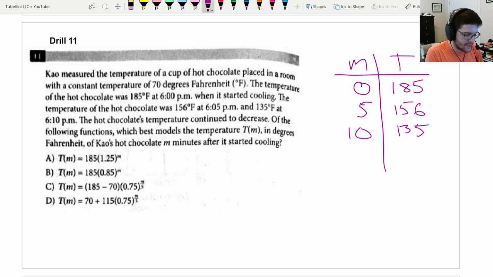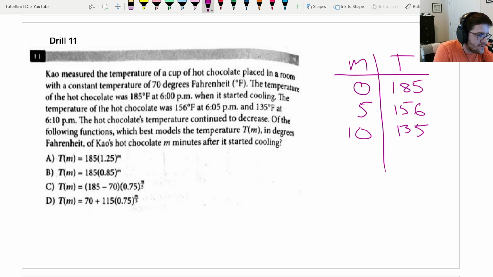Now I'm just going to do a quick inspection here. The X is changing by a constant amount, but I don't know if the Y is. Okay, so it first goes down by 29 degrees. Then it goes down by 21 degrees. Okay, so it does not have a constant rate of change, so it's not linear. So I don't see any linears in the answer choices, so it doesn't really help.